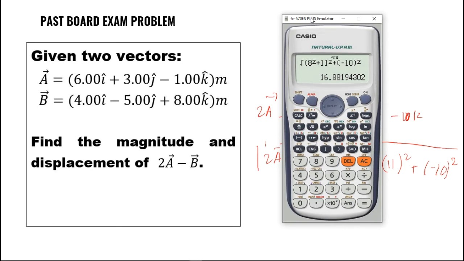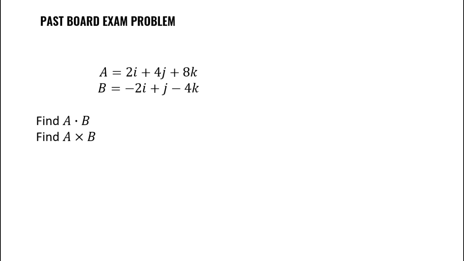So let's proceed to our next problem. This, guys, is dot and cross product. Recall, guys, in physics, the dot product is concerned with work and the cross product is concerned with torque, moment. And here we are required to find A dot B and A cross B.